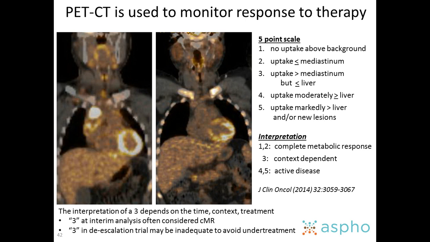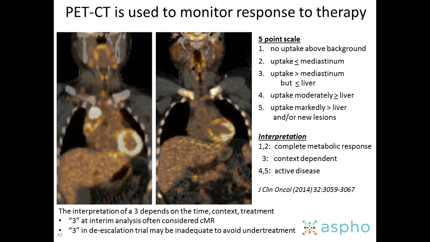The current standard, based on the Lugano criteria, is the 5-point Deauville scale that compares the uptake in the tumor site to the mediastinal blood pool as well as the liver. It's a little bit tricky to interpret depending on if you're in a clinical trial or using established therapy. Number 1 and 2 are always considered a complete metabolic response. 4 and 5 are always considered active disease.